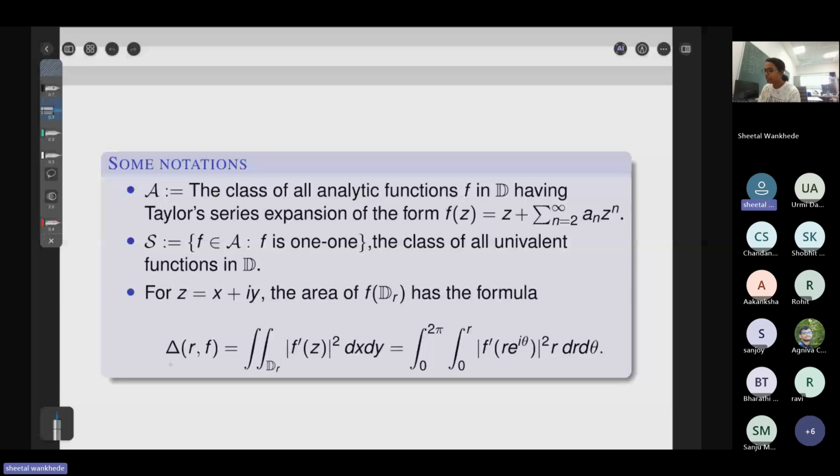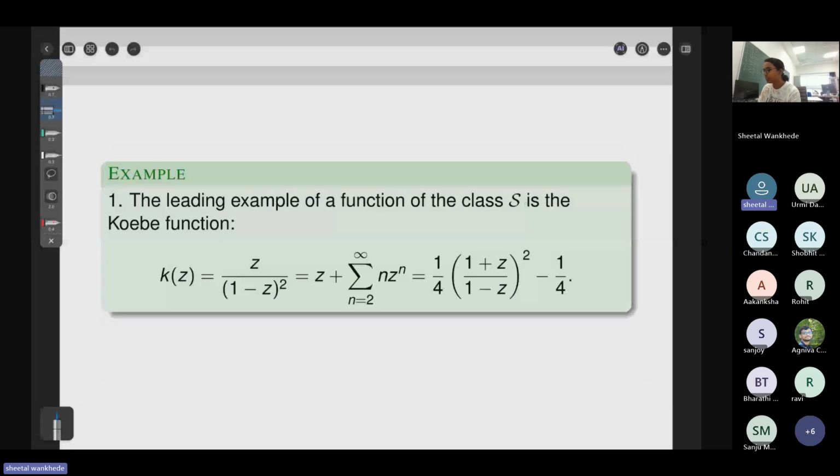We are going to first see the leading examples of this class S. The Koebe function plays a very important role in this class S, and it is given by z by 1 minus z squared. In series expansion, we can see it like this.